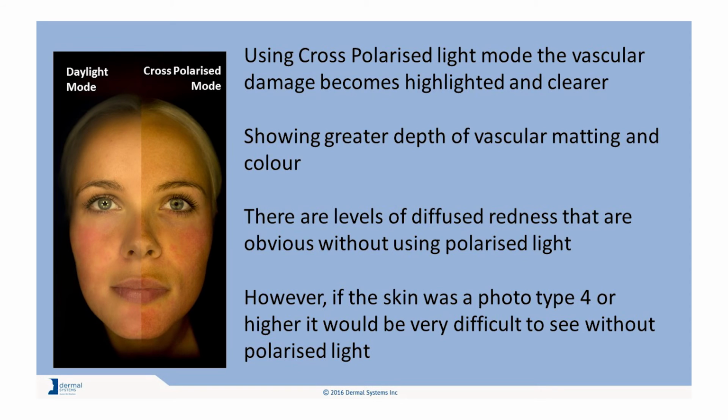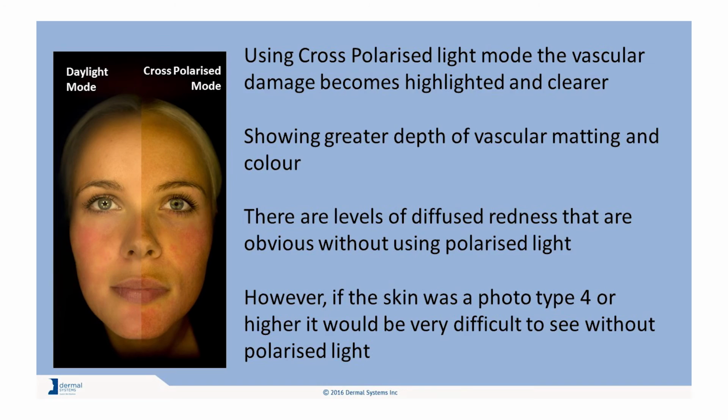Using the Observ in polarized mode, the vascular damage becomes highlighted and clearer, showing greater depth of vascular matting and color, and there are levels of diffused redness that are not obvious without polarized light. However, if the skin was a phototype 4 or higher, this vascular matting would be very difficult to see.